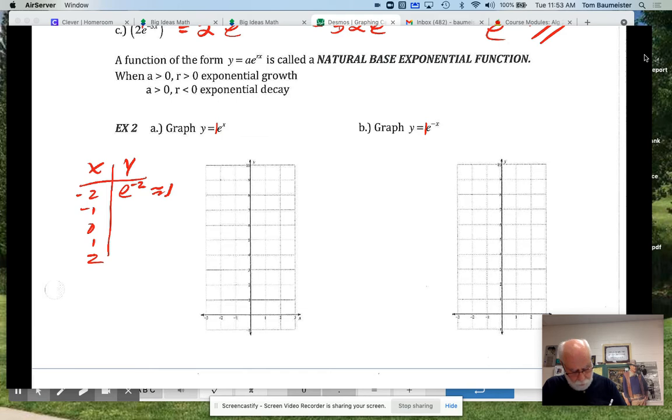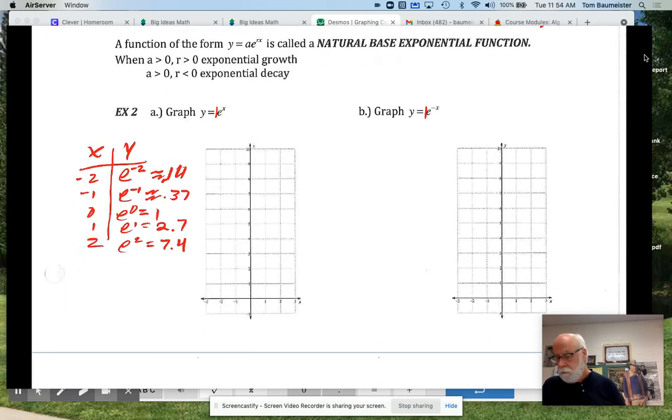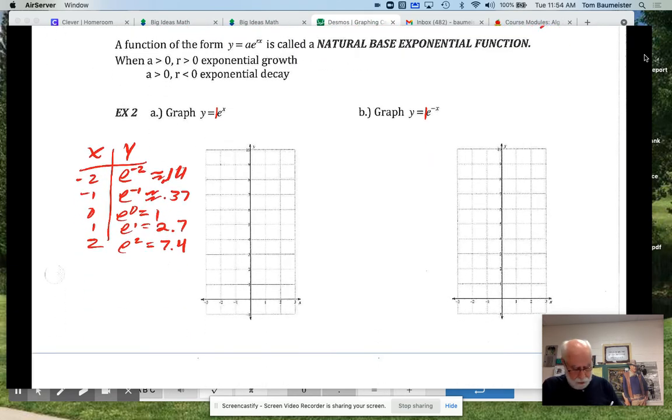You could plug that into your calculator just like that, and you'll get approximately 0.14. On e to the negative first, you're going to get approximately 0.37. At 0, e raised to the 0 power, we know that will be 1. E raised to the first power, we said it's approximately 2.71, so let's just say 2.7. And then e squared, if we plug that in our calculator and round, we'll get 7.4. Okay? So let's go ahead and graph that.